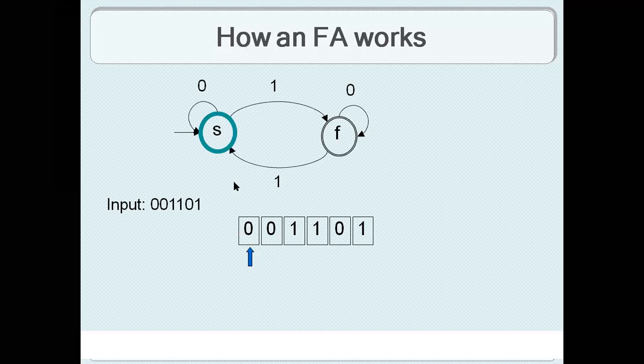So we are starting from the starting state. 0 is the input symbol, and the read only head, pointing to the first left cell, reads that input symbol and gives it to the control unit. So what happens when it is given to the control unit? This is the transition. So we are giving a self loop.